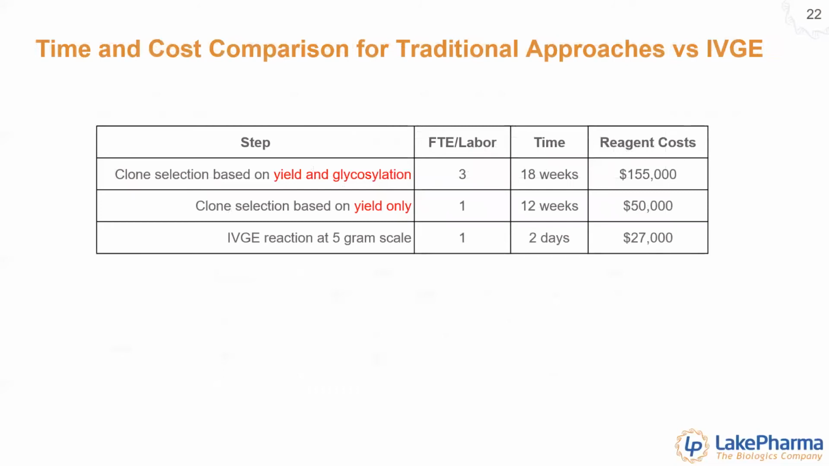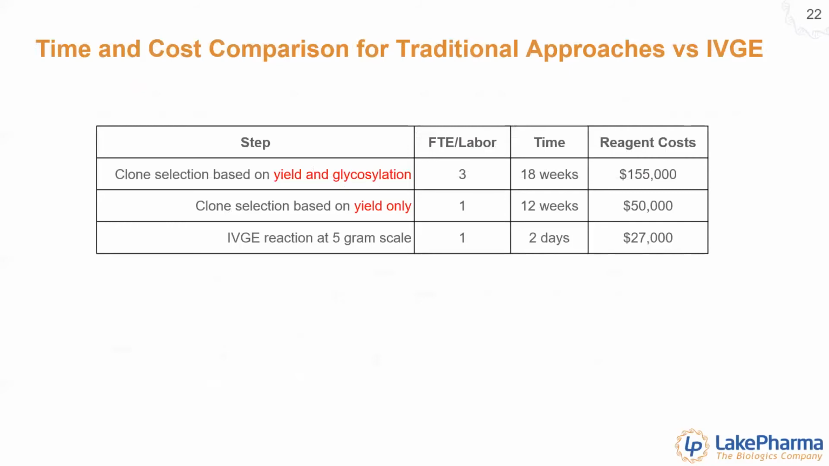So now looking at the time and cost comparison of the clone screening approach with the IVGE approach, what we detect here is that if we do clone selection looking at both yield and glycosylation, there's definitely more labor involved, and the timeline is longer. And because we have to look at glycosylation profile of really each clone, the reagent cost is higher.